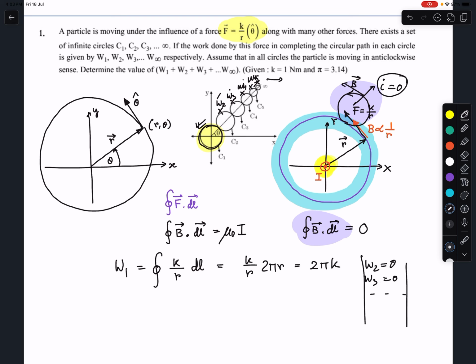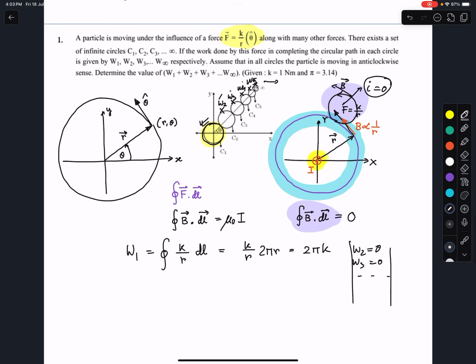Here we are finding it by comparing it with Ampere's circuital law. Remember it. It will make your job easy rather than going for a complex mathematical line integral, because it's already a ready-made result for us. So why not use that? So W1 is equal to 2 pi K, and all the others will be 0. So 2 pi, that is 3.14 times 2, times K, that is 1. So this will be the result, 6.28.